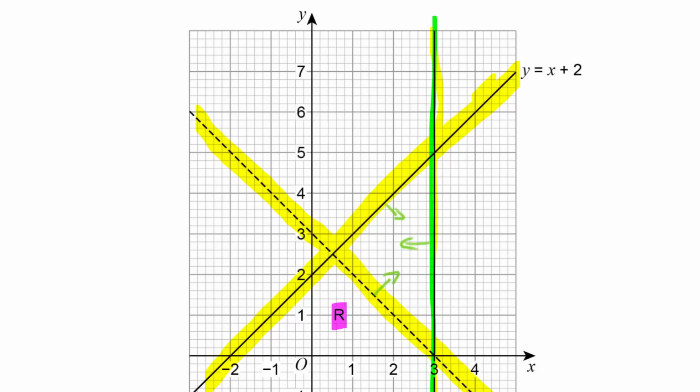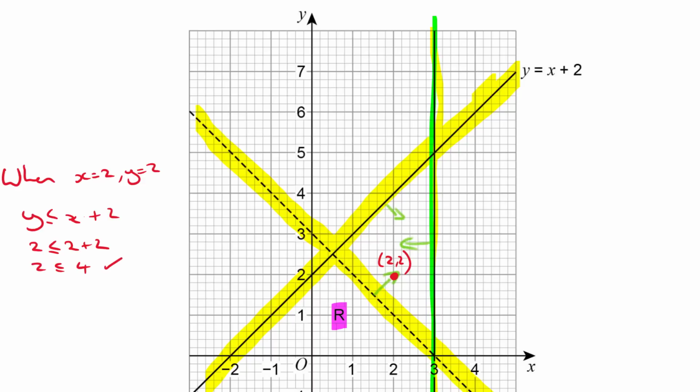Now the best way to just confirm that is to pick a point somewhere in the region. I'm going to pick that point there, which is the point 2, 2. Seems like an easy point to test. And I'm going to try those values of x and y in each of the inequalities and make sure that they're true. So when x equals 2 and y is equal to 2, then y less than or equal to x plus 2 is going to be 2 is less than or equal to 2 plus 2. Is 2 less than or equal to 4? Yes, it is. So that is true.